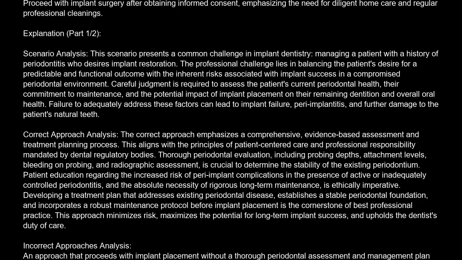Developing a treatment plan that addresses existing periodontal disease, establishes a stable periodontal foundation, and incorporates a robust maintenance protocol before implant placement is the cornerstone of best professional practice. This approach minimizes risk, maximizes the potential for long-term implant success, and upholds the dentist's duty of care.